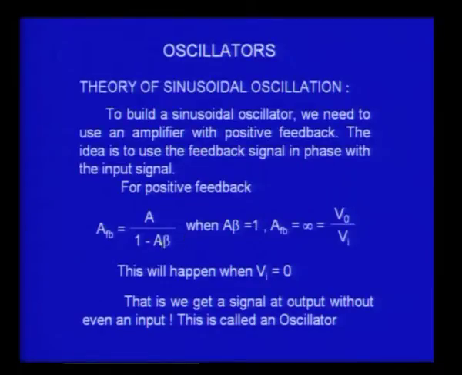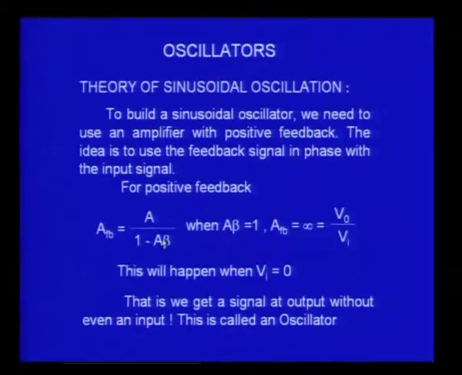A generally is a large number, the gain, and beta is a small fraction. Sometimes it may so happen that A beta becomes equal to 1, that is when A is equal to 1 by beta, then A beta becomes 1. When A beta becomes 1, you know what happens to the denominator: A by 1 minus 1, and 1 minus 1 is 0, therefore the denominator becomes 0. In any fraction, if the denominator becomes 0, you know it becomes infinity, the gain with feedback is now infinite. What do you mean by that? Infinite means a very large number.